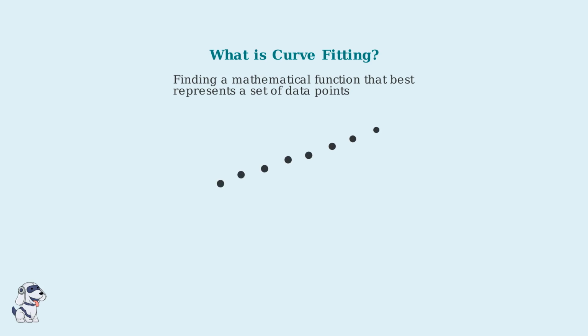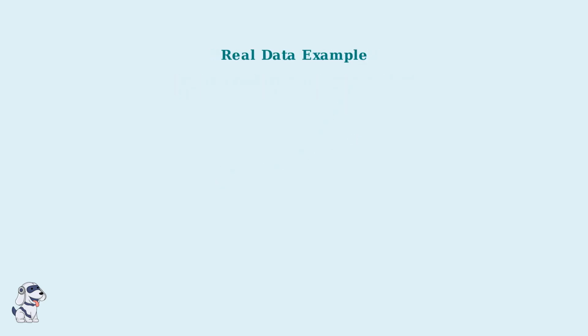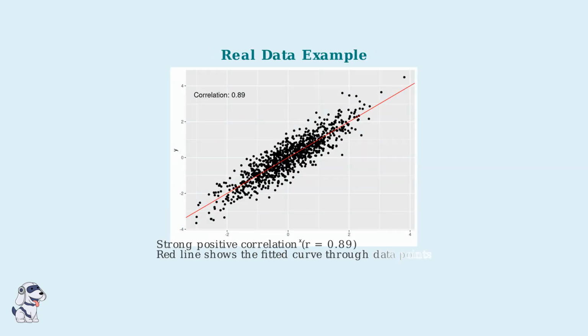Here we see scattered data points in black. Curve fitting helps us find a smooth mathematical function, shown in teal, that captures the overall trend in the data. This scatter plot shows real data with a strong positive correlation of 0.89. The red line represents a fitted curve that captures the linear relationship between the variables. Notice how the line passes through the general trend of the data points.